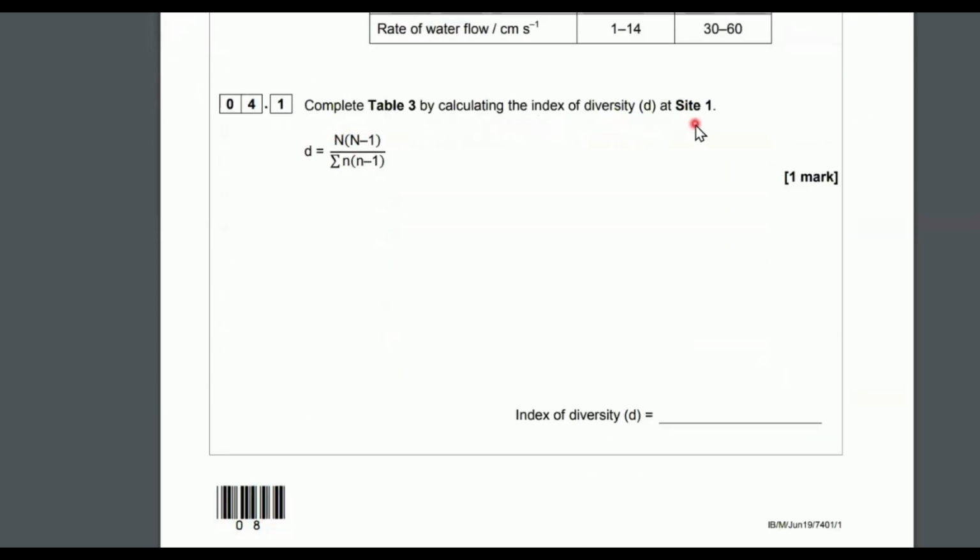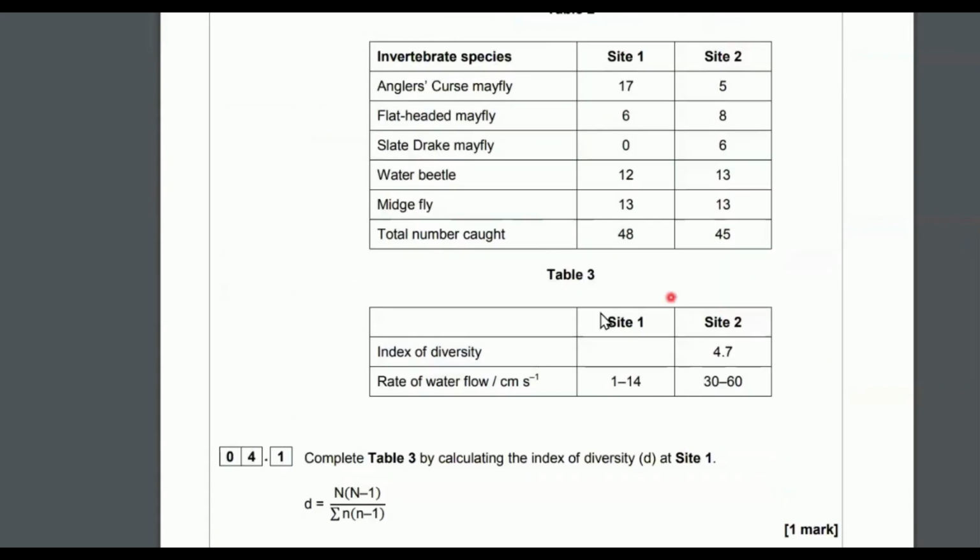Complete table 3 by calculating the index of diversity at site 1. We've got to use N over N minus 1 over the sum of lowercase n minus 1, and that will give us the diversity. Okay, so what does the big N mean? Well, the big fat capital N, what does that mean? That is the total number of organisms. So big N is equal to 48 at site 1 and 45 at site 2. I suggest you pause the video, grab some scrap paper, grab your scientific calculator, have a go at this question, and then unpause and watch me calculate it.